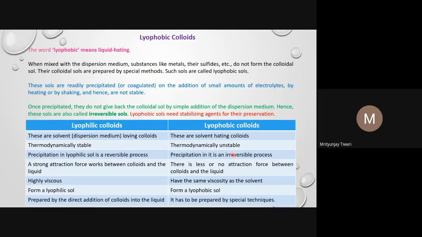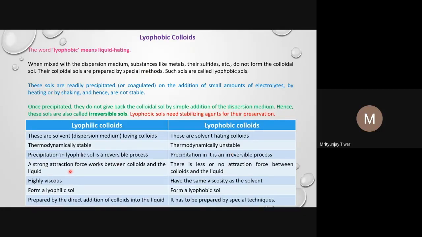We need a special method for making lyophobic sols. And once the dispersed phase is separated out, we again need the same special method to form the lyophobic sols. And what are those special methods? We'll see later on when we study the methods for the preparation of colloids.